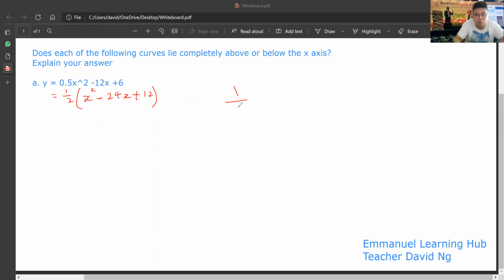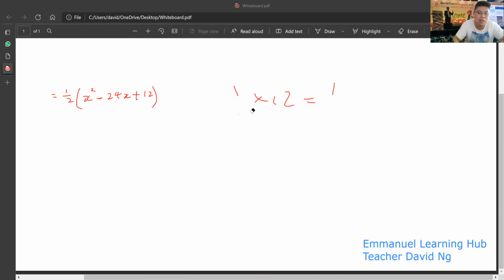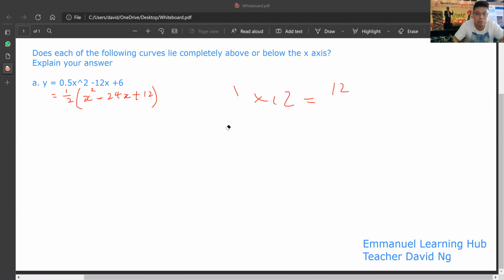Then some students not familiar using multiplication or fraction. They need to know half times 12 is basically 12 divided by 2. And half times negative 24, right? It's just basically negative 24 over 2. Some students can't see that. But I believe you can see that. But some students can't see it, so I have to mention it. At least have to mention it.